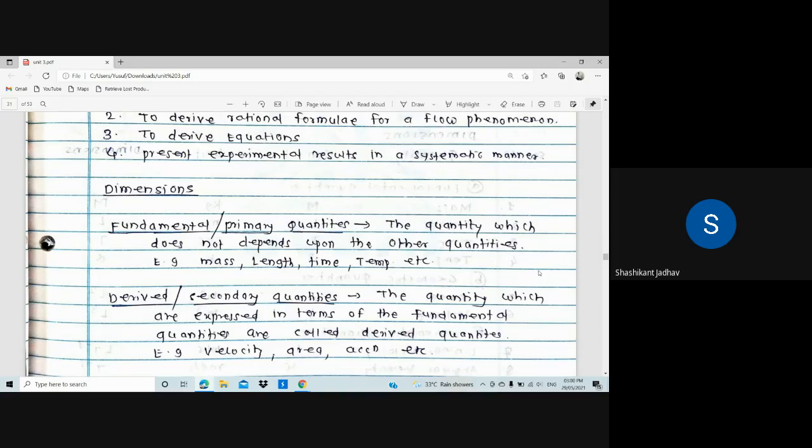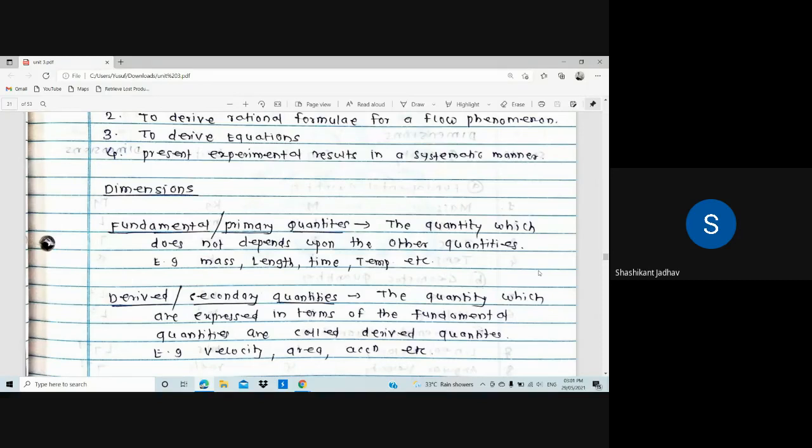Okay, so all of you write down the definition of the fundamental or primary quantities. Write down fundamental or primary quantities. So write down the definition. The quantity which does not depend upon the other quantities.